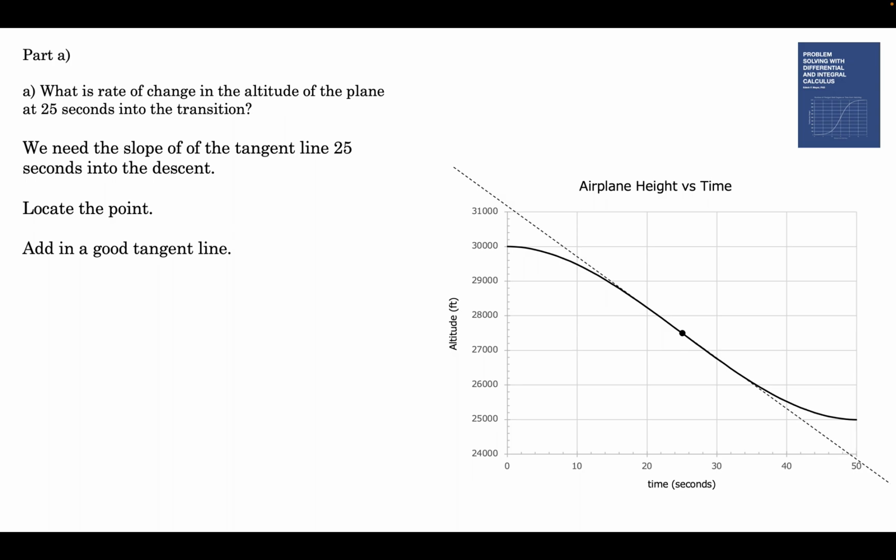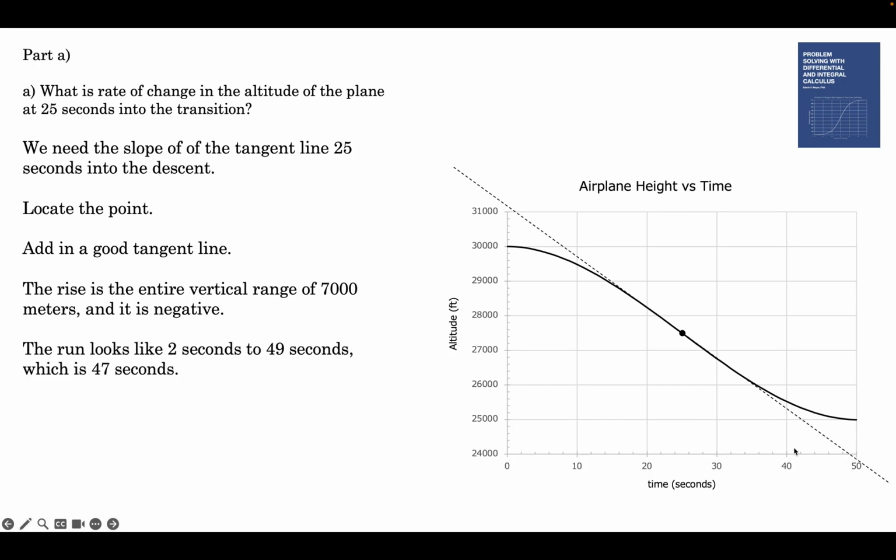Right there, the rise is minus the whole thing, which is minus 7,000 feet. The run, that's 2, 4, 6, 8, 10. That's about 2 seconds to about 49 seconds. So that's a run of 47 seconds. So the slope is minus 7,000 divided by 47 seconds, which is about minus 149. I probably should round that to 150, but I don't like to round things.